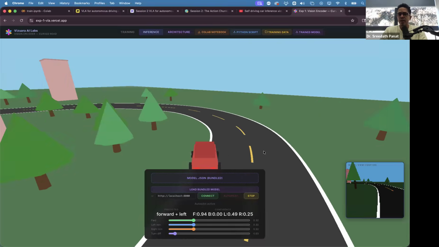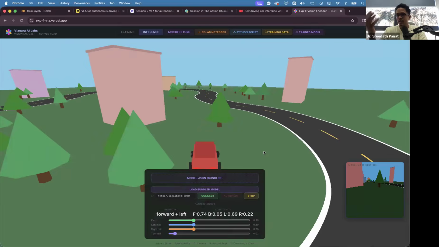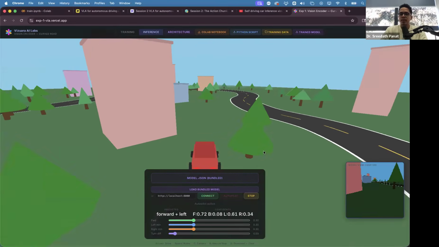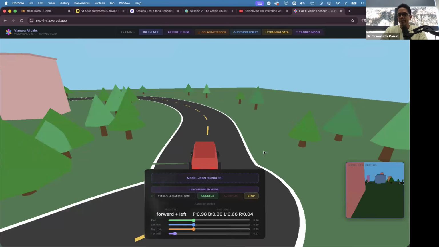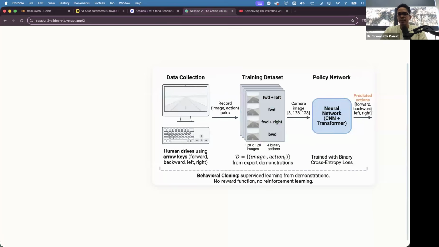in general it's not. It can go and ram into the trees, because you need a lot of training data showing failure modes. You see, it's now going off road. Then it can hit the building. If it hits the building, it will respawn. So the only way to make a model like this work really well is to collect a lot of training data where you don't just show the expert driving. That is not enough.